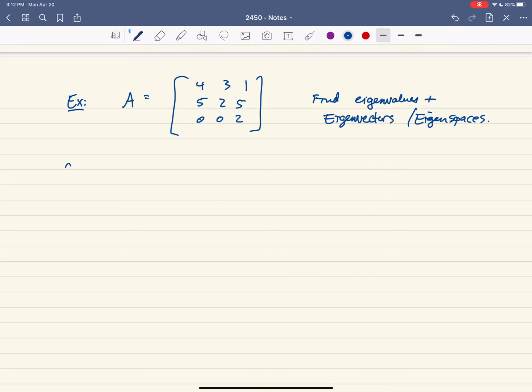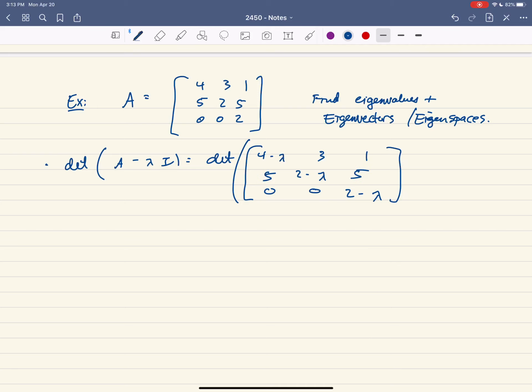We want to compute the determinant of A minus lambda I. So that's going to be the determinant of, we're going to take A, and I'm going to subtract lambda from the diagonal terms, and the rest stays put. So 3, 1, 5, 2, 5, 0, 0. And when we take the determinant, let's make life as easy as possible on us. Let's look at expanding along the last row.